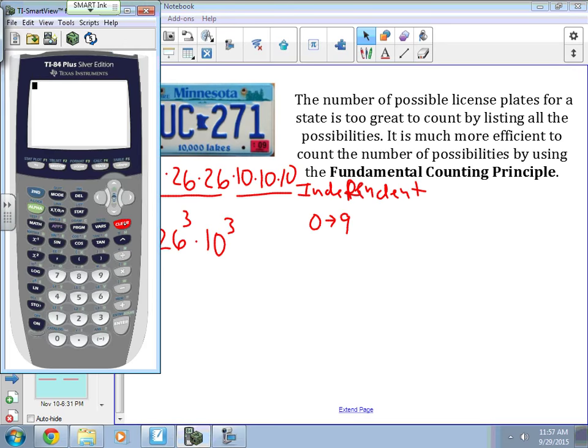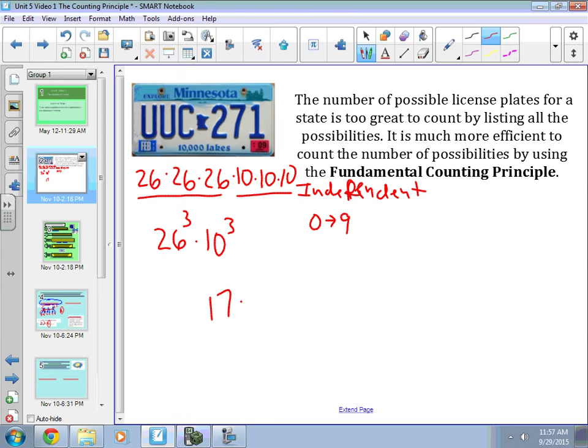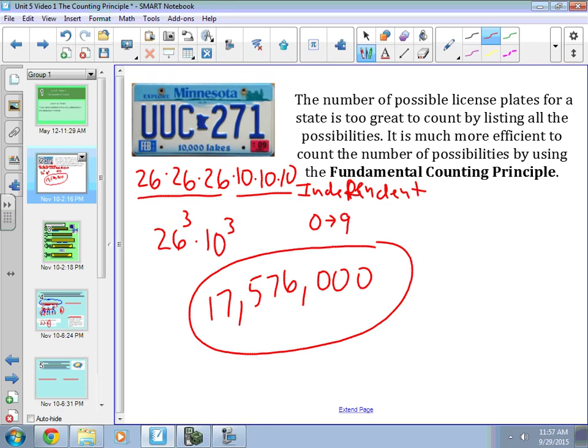Let's multiply this out and see what we get. I'm going to use the exponents here. So 26 to the power of 3 times 10 to the third power as well equals this many possibilities. Quite a big number here. You get 17,576,000 different license plates. That's way more than the number of people in Minnesota. So we're not going to be running out of license plate combinations anytime soon.